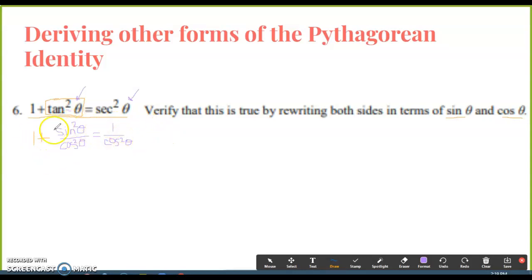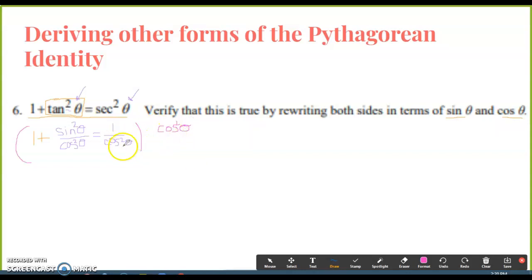Now, I'm looking at this and this is a bit messy. So what I want to do is simplify this, right? And I hate dealing with fractions. I know you do too. So let's get the fractions out of the denominator. So we're going to multiply this entire thing, both sides of the equation, by the denominator to get rid of them. So what we're going to do is multiply this whole thing by cosine squared theta.